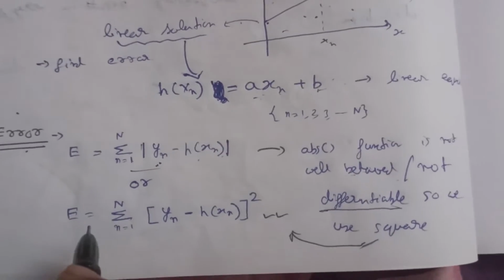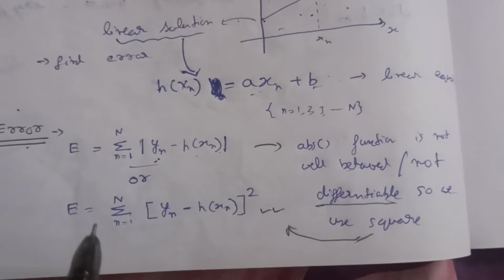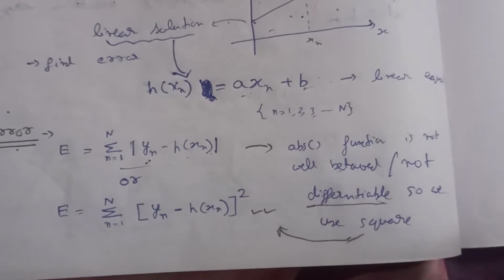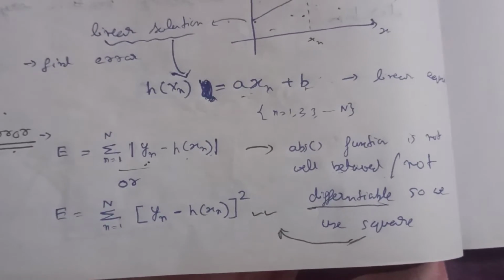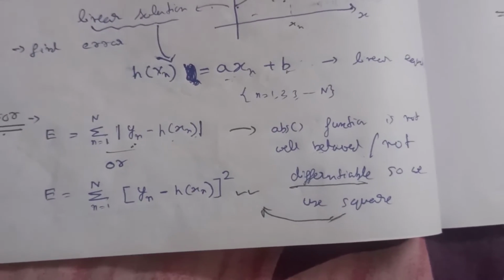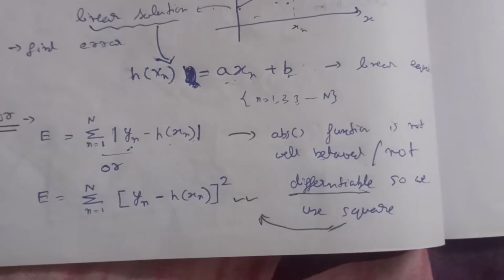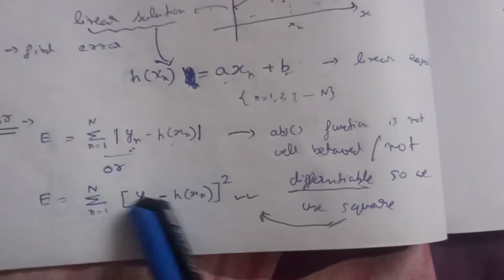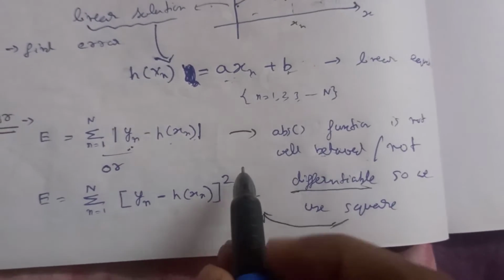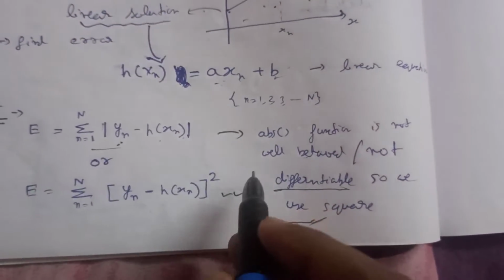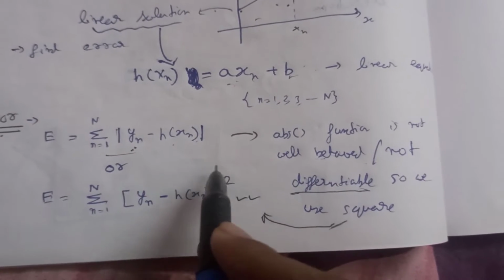To find the minimum value, or to minimize an equation, we need to differentiate that equation, and the differentiated value will be equal to 0 for a particular minima or maxima. So we are going to find the minima here, so we need to differentiate the equation. So the equation must be differentiable. That's why we are using the square.